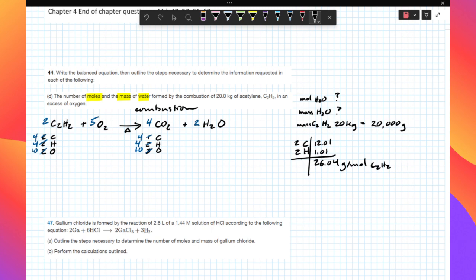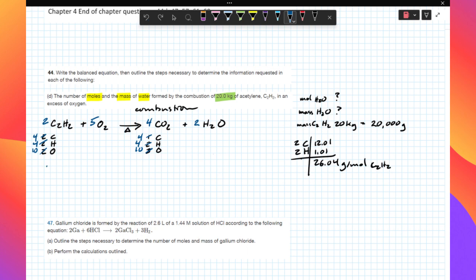I keep writing it backwards. I'm not sure why. Okay, so we have grams per mole. Now we're given 20 kilograms of acetylene as our starting mass. So we can figure out what these multipliers here in our balanced equation tell us, the ratio. For every 2 moles of acetylene, we're going to produce 2 moles of water. Because that's 1 to 1, this kind of simplifies our math a little bit. I'll see if I can show that.